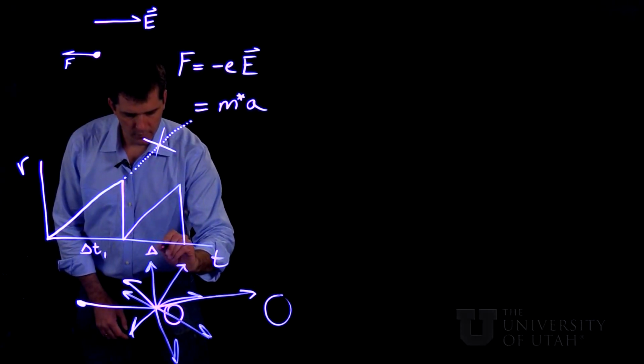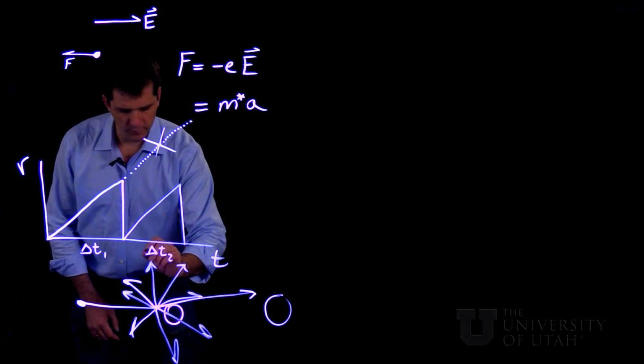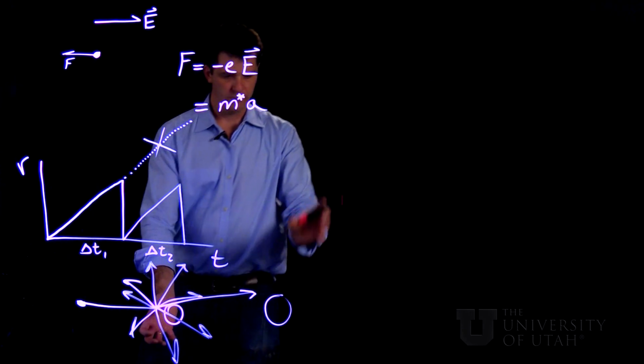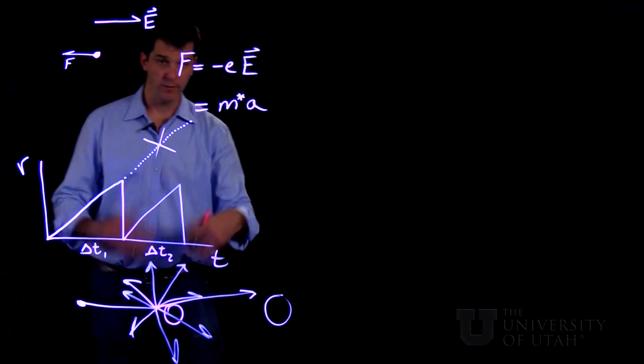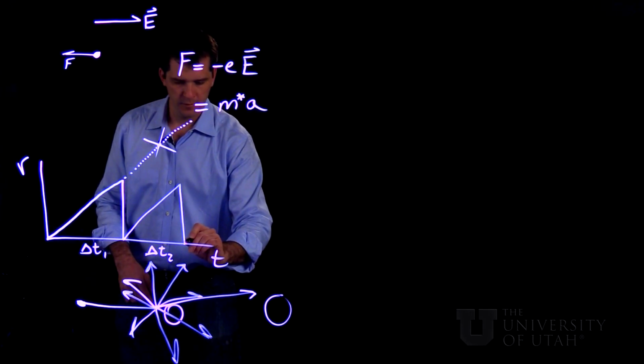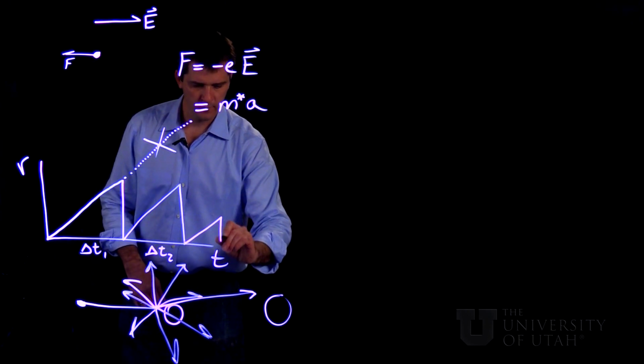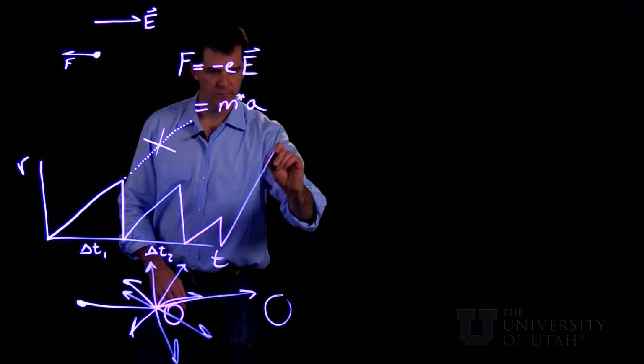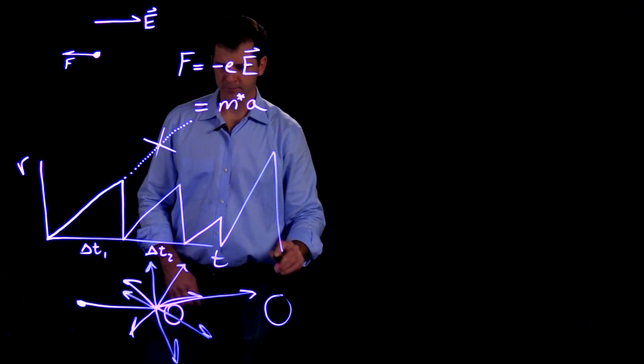The time between these collisions might be different because these obstacles might be in different places. They're not regularly spaced in the crystal. So sometimes you might reach a smaller velocity, and sometimes you might reach a larger velocity. So we need to figure out how to take a statistical average of all of these collisions and come up with an average velocity. So this is really key to the transport theory.